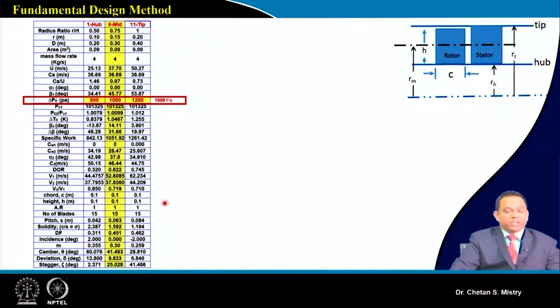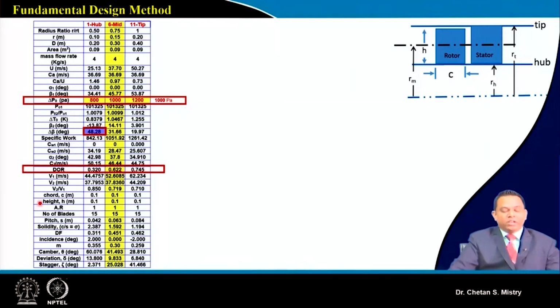Now here, this is giving me my 1000 Pascal. If you take the average, that gives me 1000 Pascal. This is my requirement. Now if you look at my delta beta, it is coming 48.28. You can say this number is coming slightly on the higher side. We are looking for our delta beta to be in the range of 45, and this is coming slightly higher. So you can understand we need to do something to change this number. Let's see what to do.